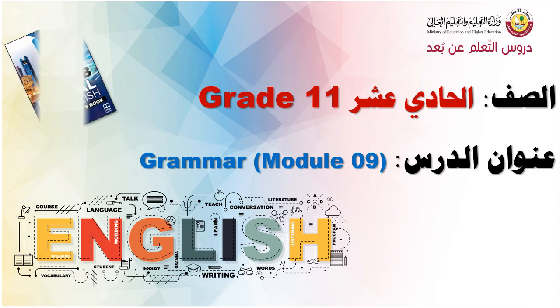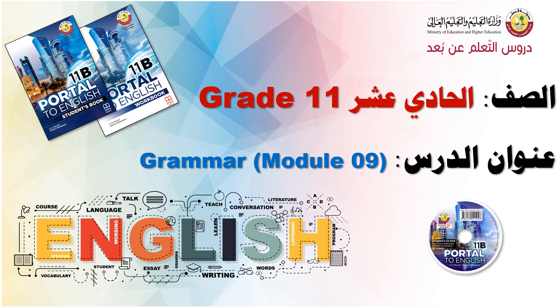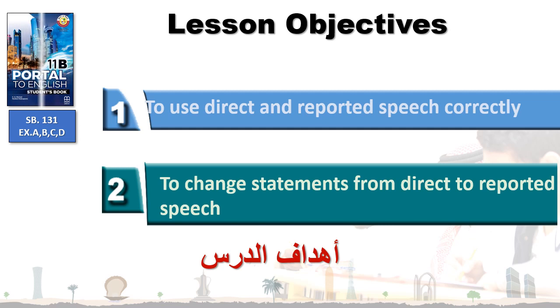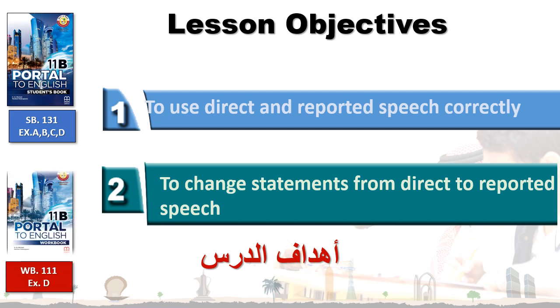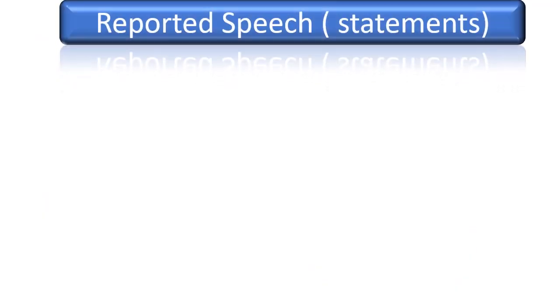Dear students, today's lesson is a grammar lesson, Module 9, page 131. So get your books ready. Today, we have two objectives. The first objective is to use direct and reported speech correctly. The second objective is to change statements from direct to reported speech. Today, we'll learn how to report statements.